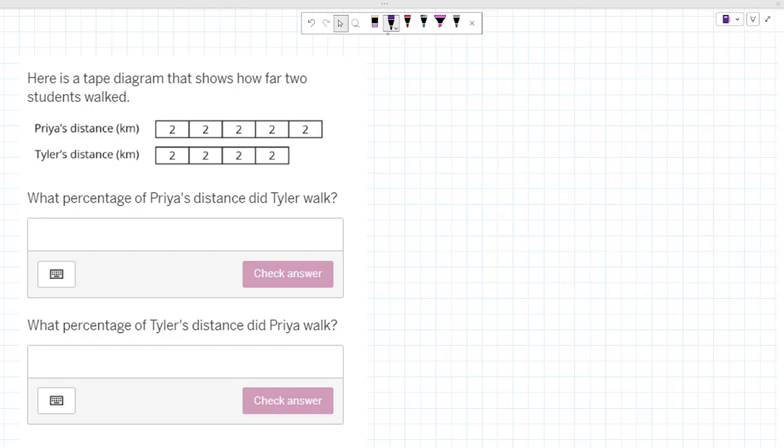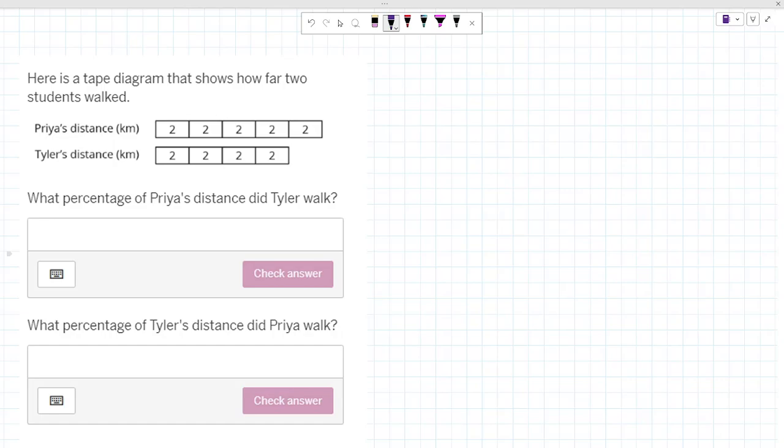It says, here is a tape diagram that shows how far two students walked. Priya's distance in kilometers, so we see that she walked 2, 4, 6, 8, 10 kilometers. And then Tyler's distance, we see that he walked 8 kilometers. So he has 4 groups of 2.